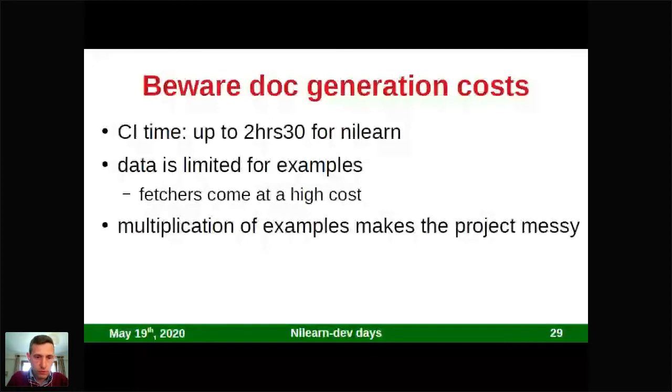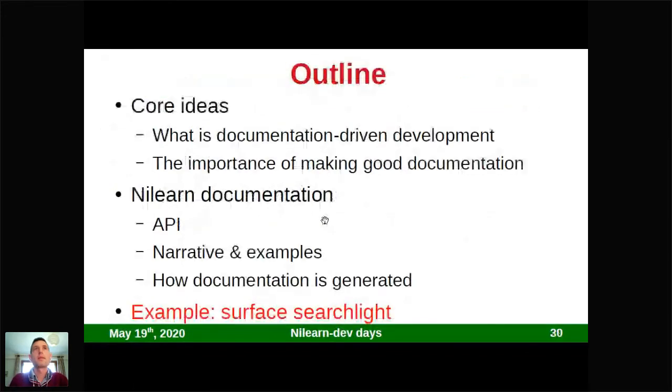We try to avoid downloading lots of datasets because there's a risk that the servers that provide the data are not working well, and so we have a failure of documentation generation due to the data download. So we try to reuse the same data for all the documentation. And of course, the multiplication of examples can make the project messy.